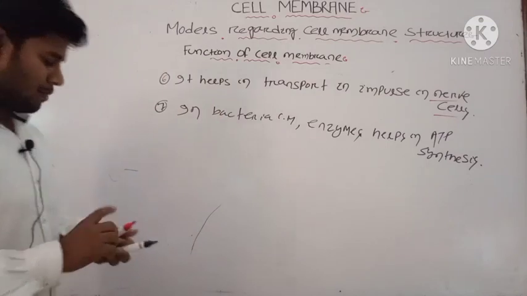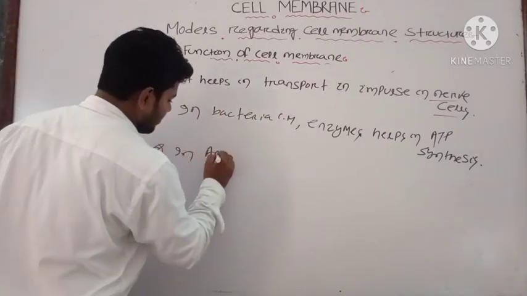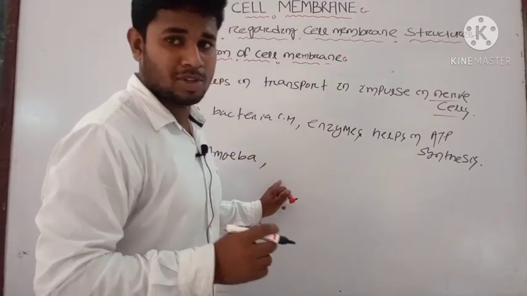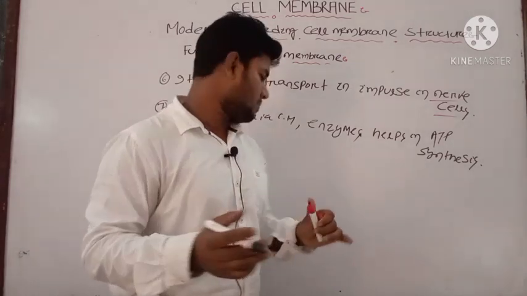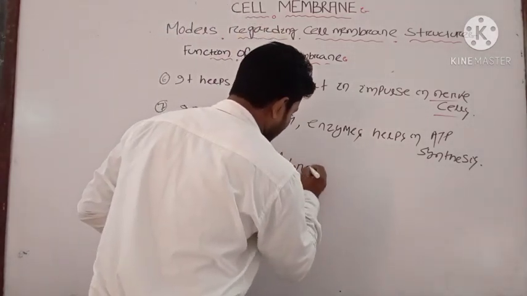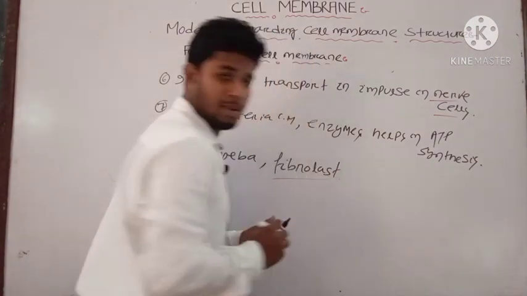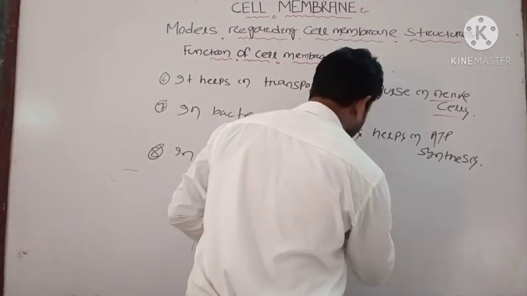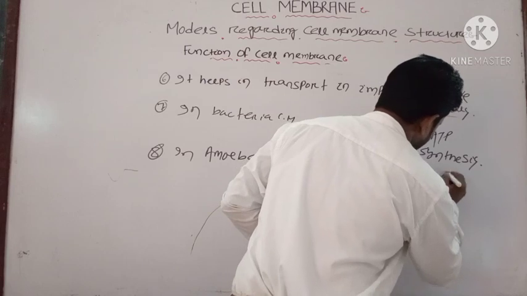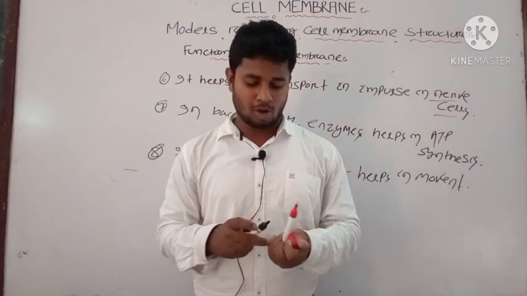Then in amoeba we have pseudopodia-like structures, which mainly help in the movement of amoeba. We have fibroblast present in the cell membrane, which helps in movement in amoeba. Okay. We have discussed some important functions of the cell membrane.